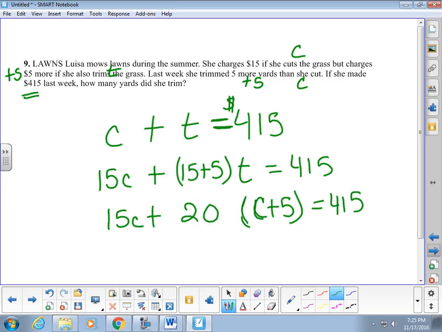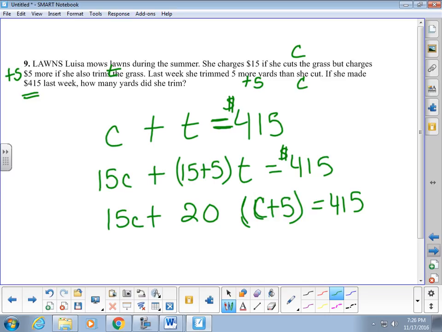Then I kept my T. So I know 20 times T is going to give me my value for that. And it still equals $415. Okay, you with me? I was here. C plus T gives me 415.